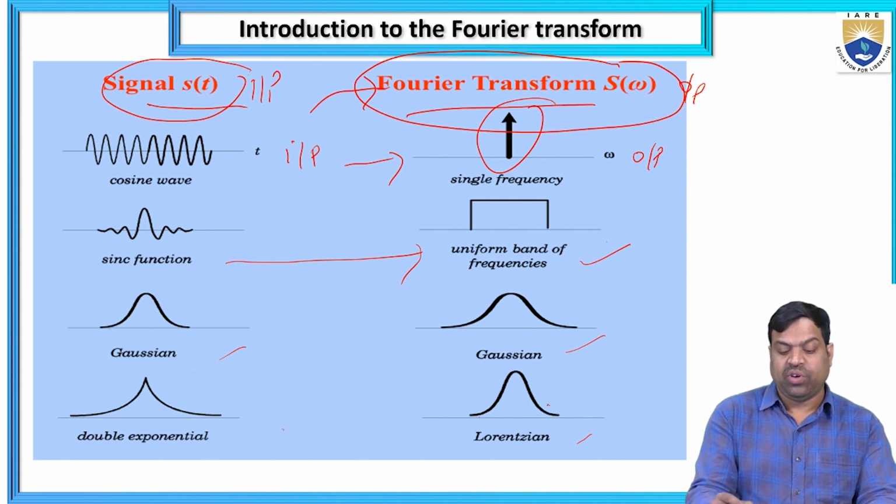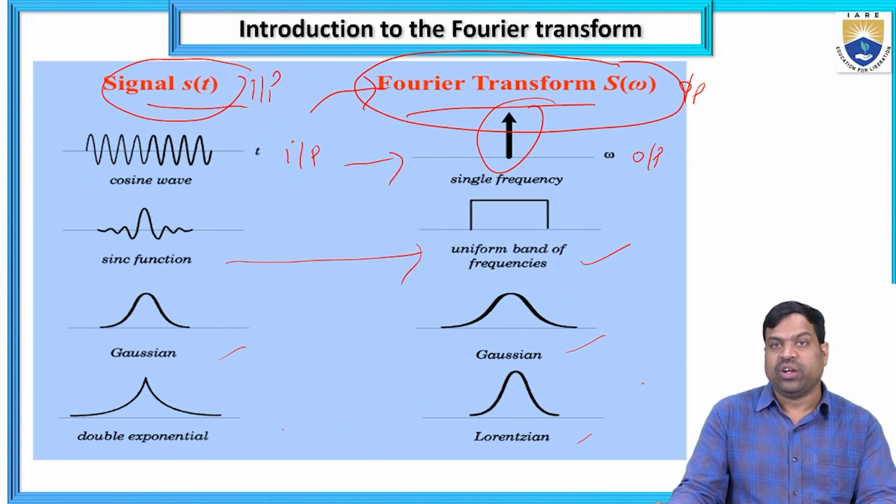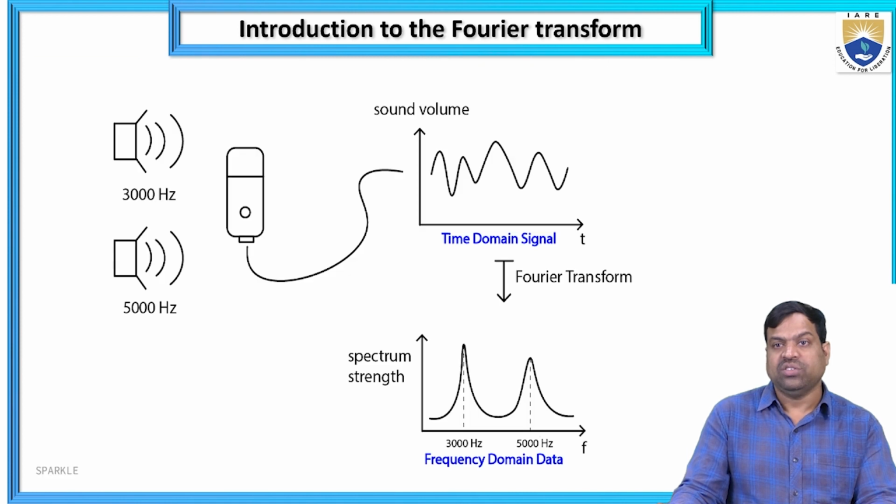So the cosine wave is the input signal, and what is the output? It is a single frequency. It is like this. And the sinc function, it is a uniform band of frequencies, and a Gaussian function, and a double exponential. These are the four input signal functions converting to the Fourier transform of S of omega. So it is one example.